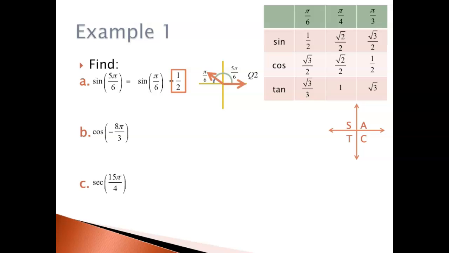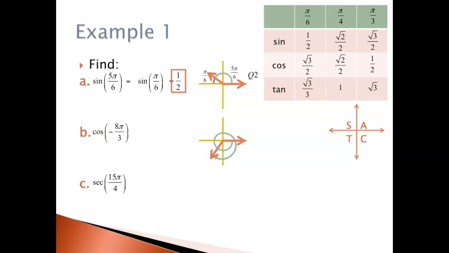Okay, the next one, cosine of negative 8 pi over 3. So let's draw this out. Negative 8 pi over 3 means we are rotating clockwise because it's a negative angle measure, and that's going to be more than 2 pi, right? So it's 2 pi and then another 2 pi over 3, so another 2/3 of pi. So this is what it looks like, right? The rotation, one full rotation, plus another 2/3 of pi, going clockwise.